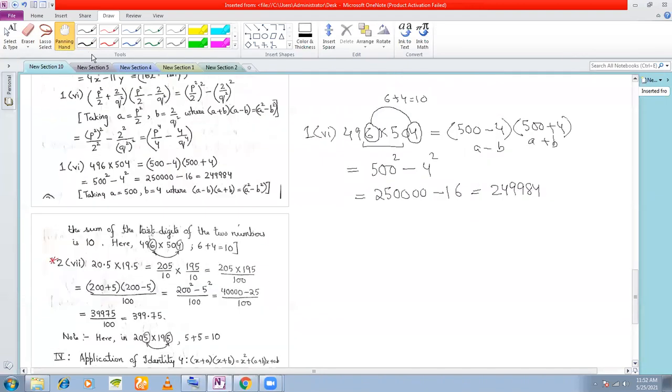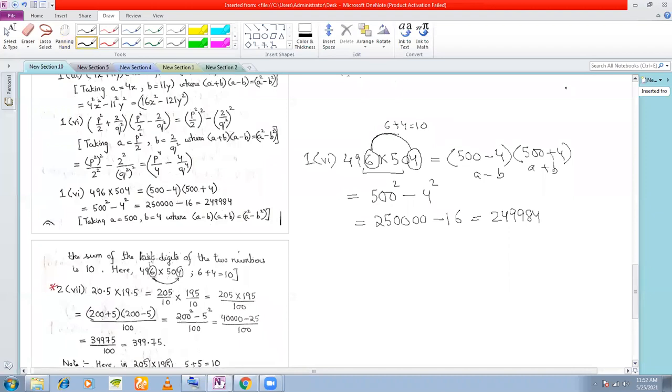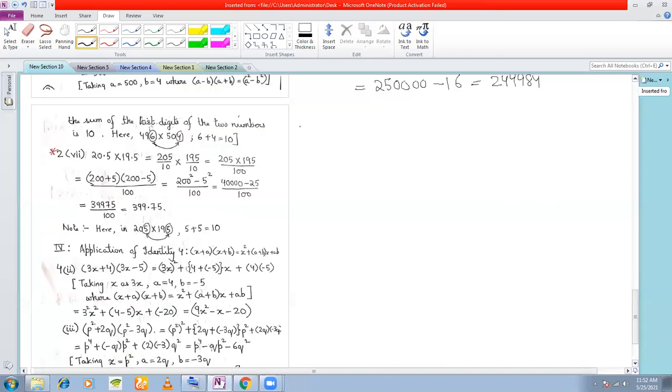So always remember, you can only do this when the sum of the last two digits is 10. If the sum of the last two digits is not 10, then you cannot apply this technique. Next one.